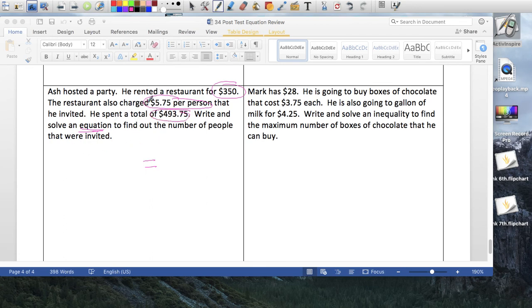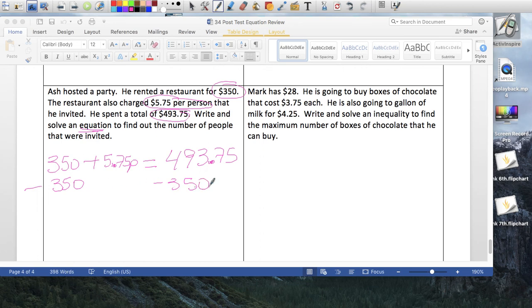So, Ash went to a party, rented a restaurant for 350, and also they charged each person 5.75, and he spent 493.75. So his total is 493.75. Okay. And how did he use that money? Well, he paid to rent the restaurant, to rent the restaurant, 350 plus 5.75 per person, for each person invited. All of that. So, how many people did he invite? Well, let's find out. Minus 350.